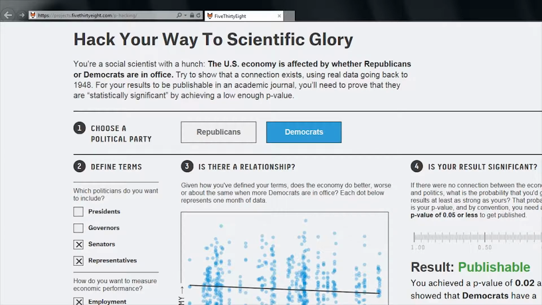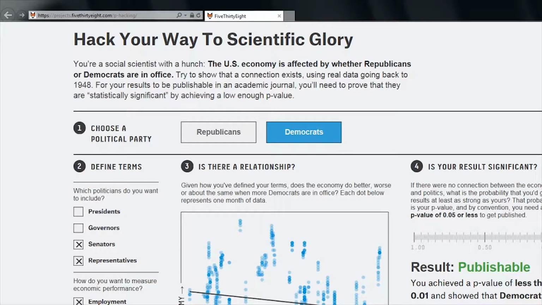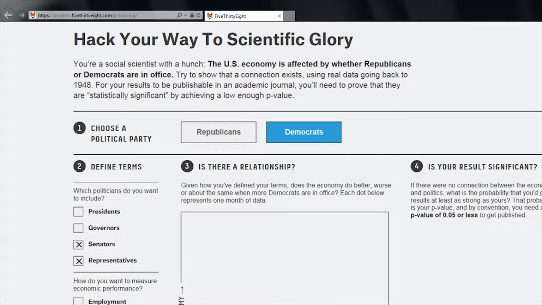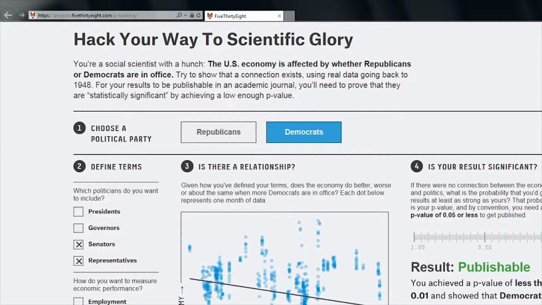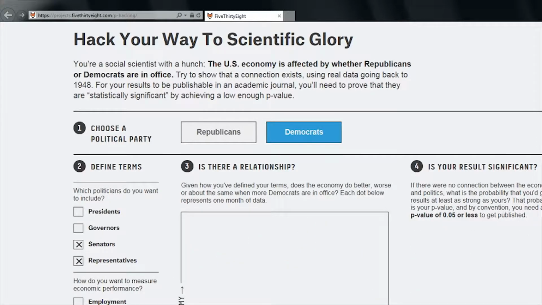Now, what if we try inflation instead? No, P is less than 0.01, and the economy is worse when Democrats control Congress. Apparently, we need to change things up a bit. So let's go back to gross domestic product.